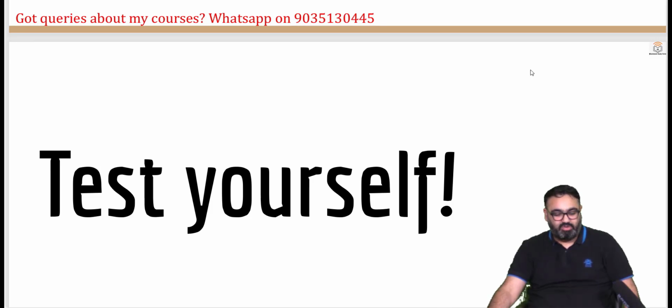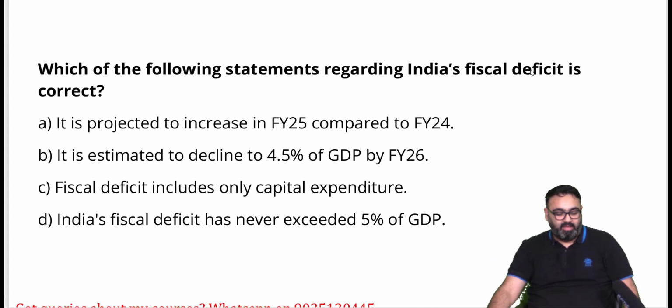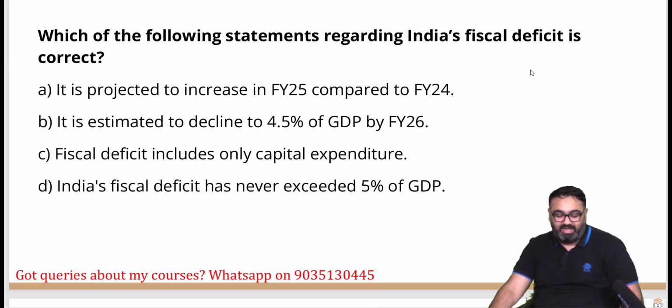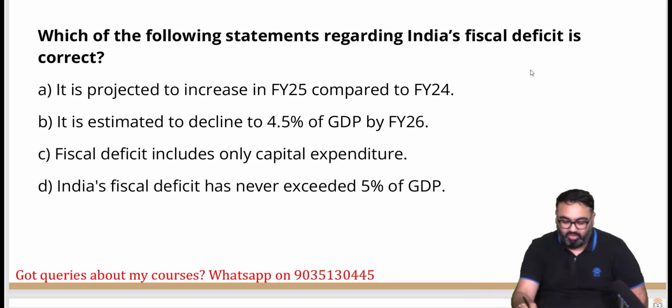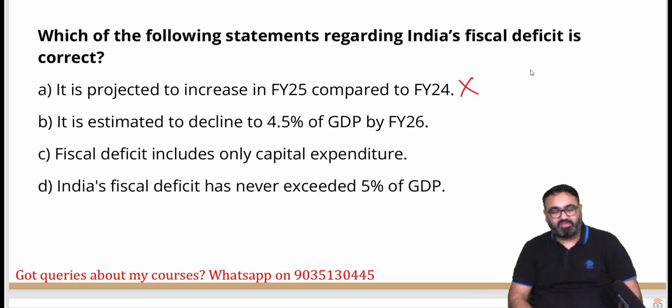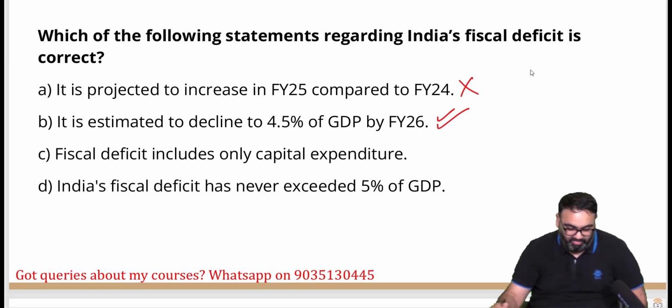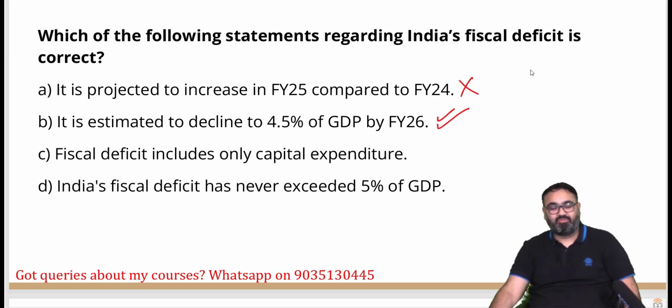I have a few questions for you to test what you studied here. First, which of the following statements regarding India's fiscal deficit is correct? It is projected to increase in FY25 as compared to 24. No. Projected to remain the same. No. Estimated to decline to 4.5% of GDP by next financial year. Yes, this is what we have been discussing. That is the estimate, that by next year it should be 4.5%.